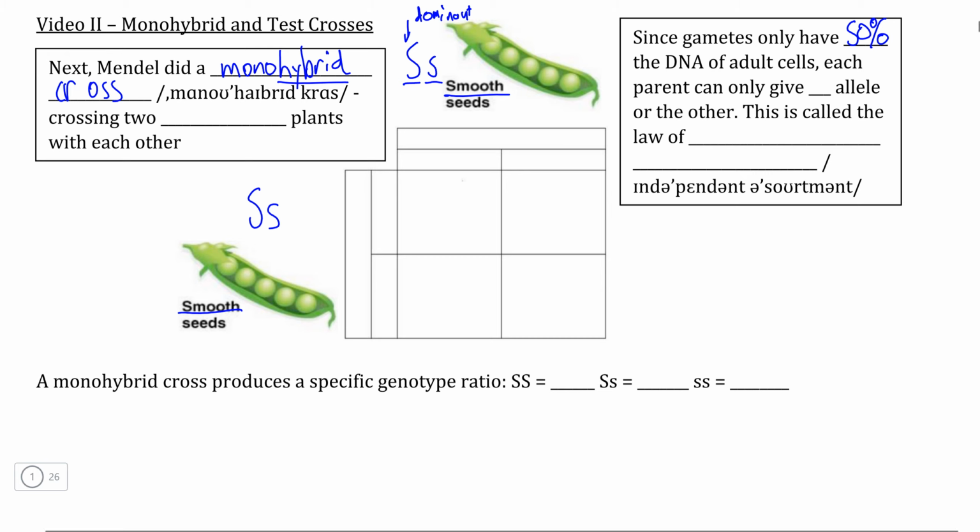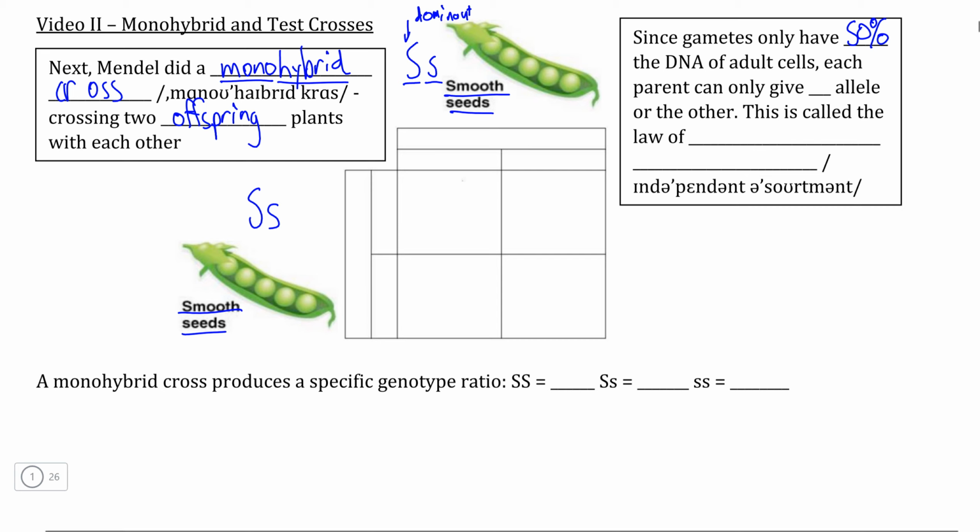We call it a monohybrid cross because Mendel was looking specifically at the smoothness or wrinkledness of the seeds, meaning that we are only looking at one characteristic. Now, if he took two of these offspring plants, we can use a Punnett square to predict what kind of offspring these offspring in turn are going to have.